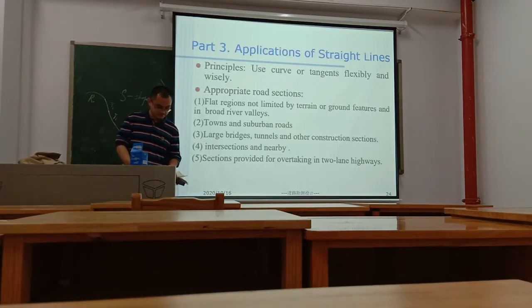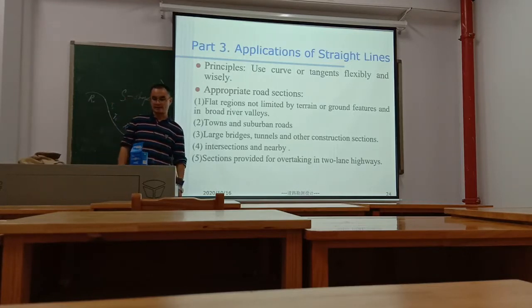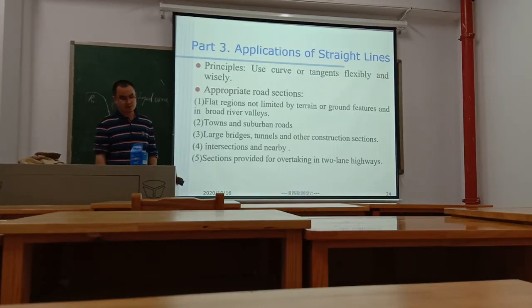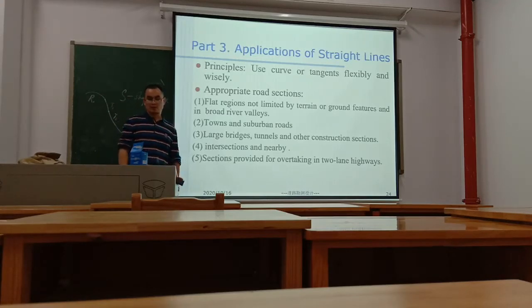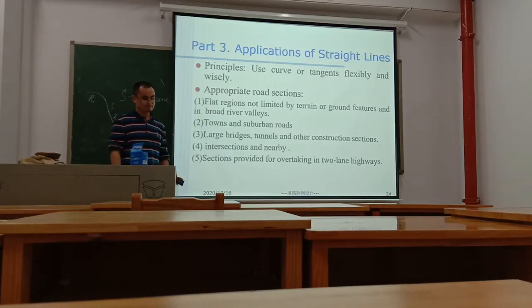Three, large bridges, tunnels, and other construction sections. Four, intersections and nearby. Five, sections provided for overtaking in two-lane highways.